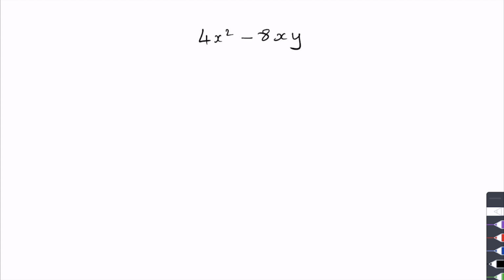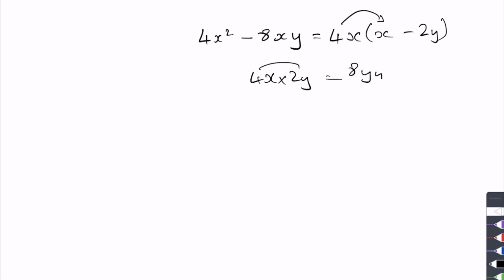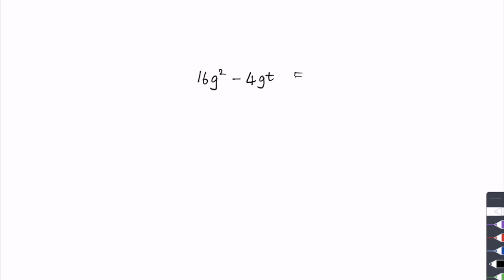Okay, let's have a look at 4x squared minus 8xy. Here the highest number that goes into 4 and 8 is 4. I look at the x squared and the x. The highest term that goes into both of those will be an x. Open my brackets. 4x times what gives me 4x squared? Simply going to be x. And then I've got a minus sign there. 4x times what gives me 8xy? And it's going to be 2y, because 4x times 2y gives me 8xy.